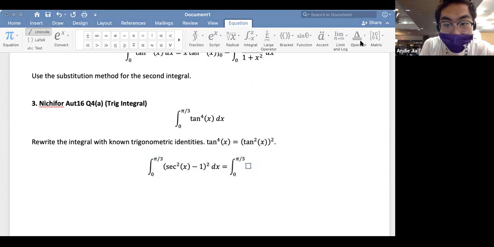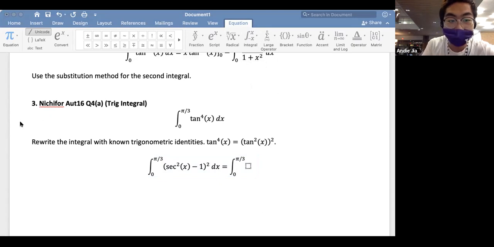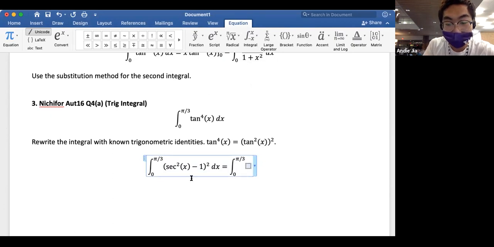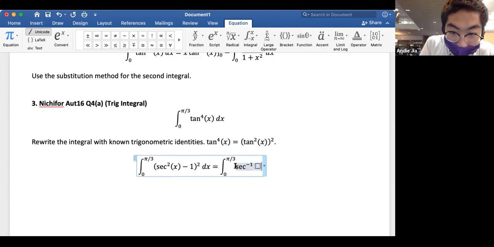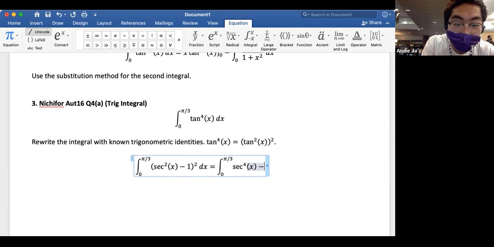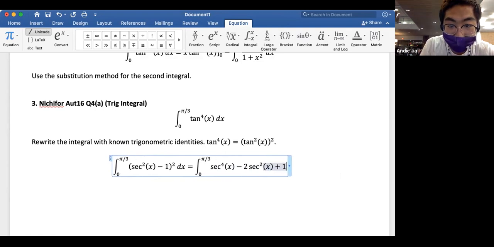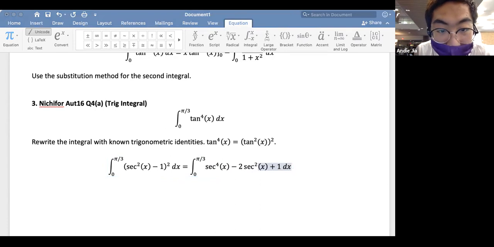Secant of 4. Okay, here is the trick. We have this secant squared, so we rewrite the 1 plus tangent squared as secant squared. So it's going to be secant to the 4th minus 2 secant squared plus 1, then dx.